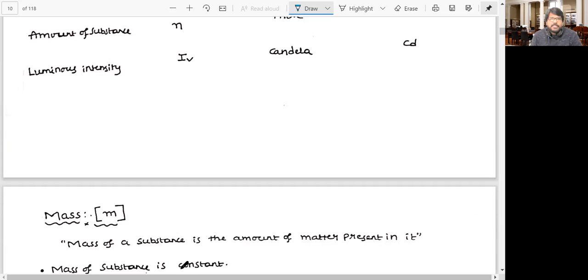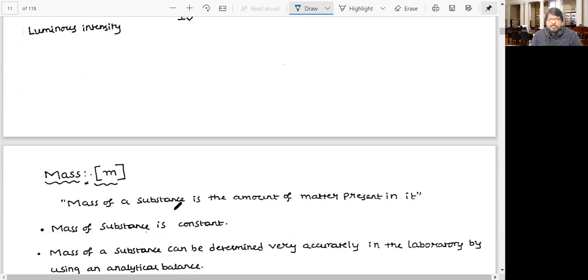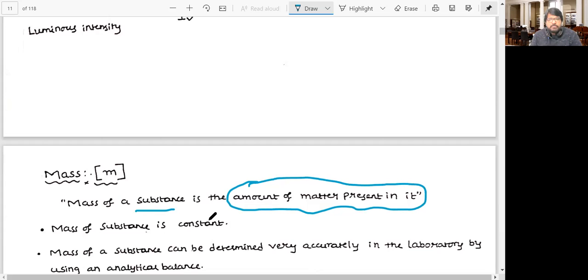Yes, I told you already, from the basics to the highest level I'll be teaching, I'll be discussing. So the mass, what is the exact definition of mass? And the symbol, of course, we will follow NCERT notations, and that is M. What is the meaning of mass? Mass of any substance, it may be a mixture, homogeneous mixture, heterogeneous mixture, element, compound, whatever it may be, what does it mean? Mass of a substance is the amount of matter present in it.